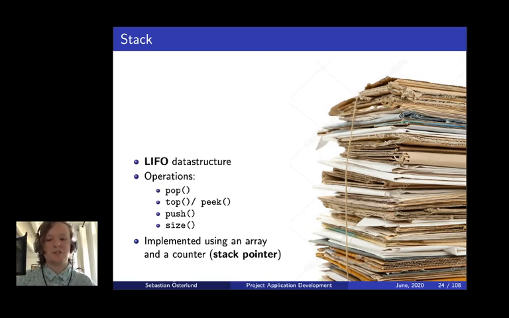So basically it has 4 main operations. Pop, which removes the top of the stack and returns the element. Top or peek, where you just have a look at the top thing and put it back. Then push is to put a new paper on top of the pile. And size, which returns how many papers you have on your pile. And the classical simple way to implement this is using an array and a pointer, and this pointer we usually call a stack pointer.